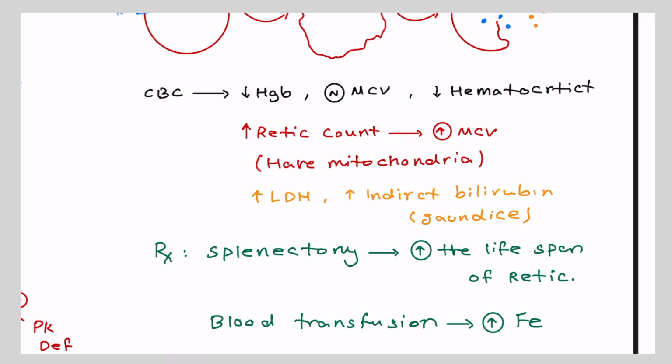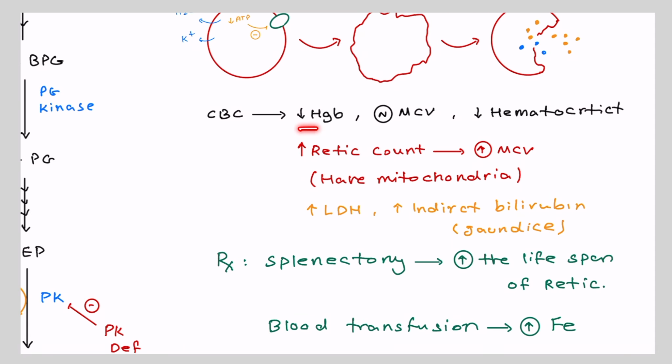As we have with hemolysis, the CBC is going to show us low hemoglobin with normal MCV. So this is a normochromic, normocytic anemia. We're going to have decreased hematocrit. Retic count is going to increase, and this can sometimes cause MCV to increase. As there is a lot of turnover, we usually recommend patients take folic acid supplements, usually lifelong.